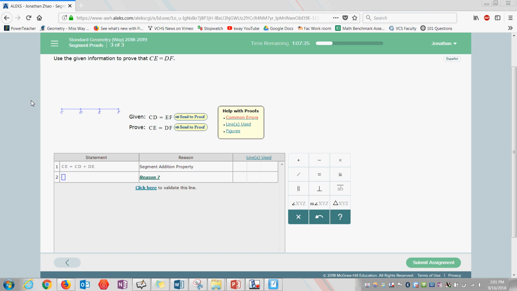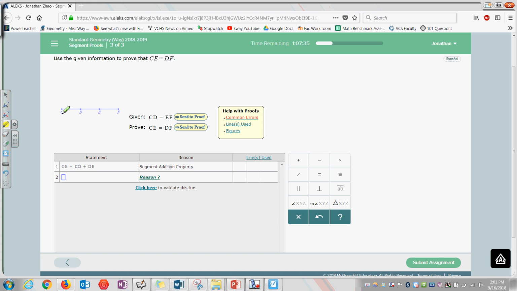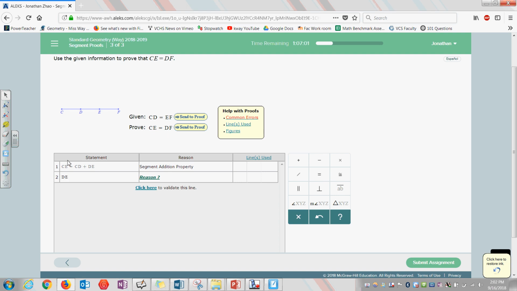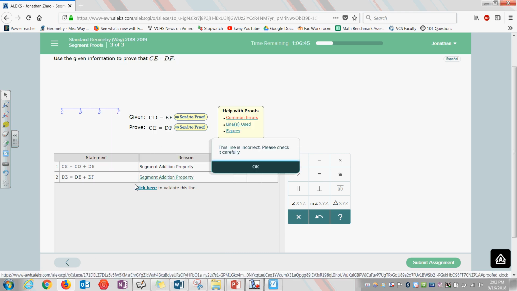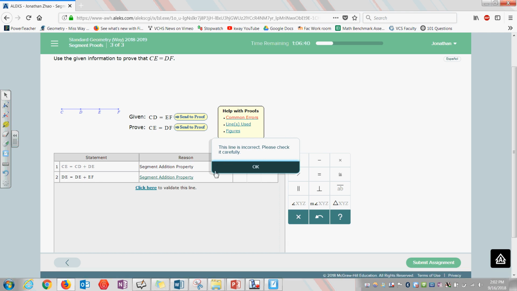Let me recap what we just did there. He said that this big yellow segment is equal to the black squiggle segment, which is right there, plus the red segment. Yellow equals the black plus the red, which is a true statement. Now we want to do the yellow going the other way, which is DF. So we say DF equals DE plus EF. And that's also segment addition.